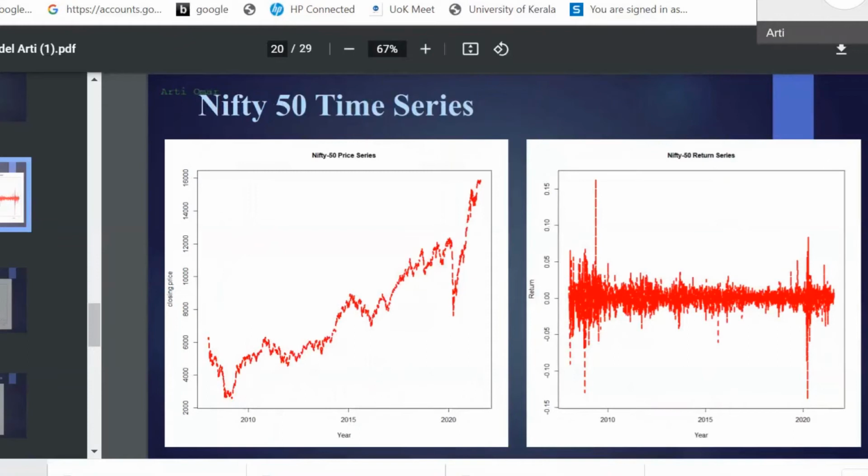The data here, Madam, is the price series of Nifty 50 on the left hand side, isn't it? Yes. And we can see that the data is non-stationary as it is trending upward. Yes, completely non-stationary. To make it stationary, we can use the log series, and we can also difference the series. Correct. You are right.